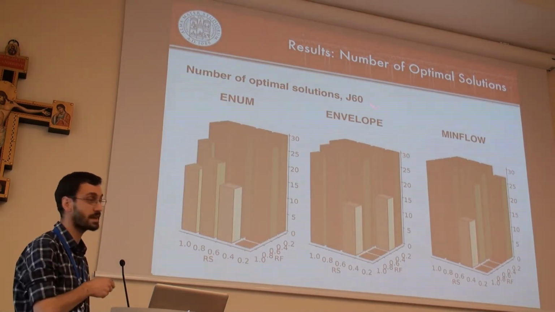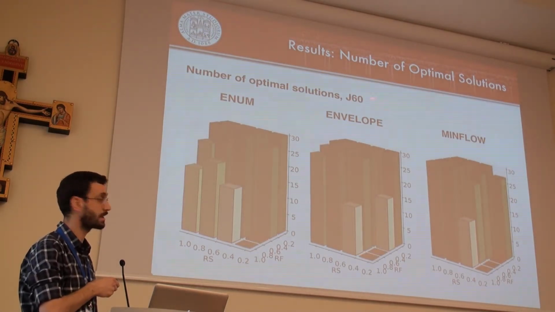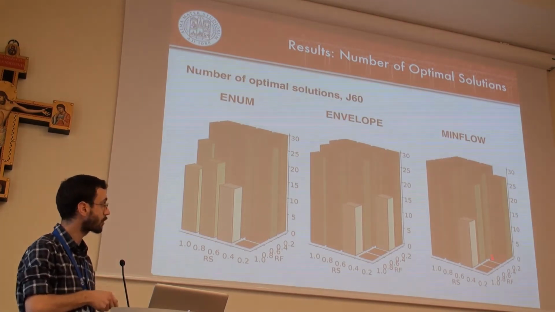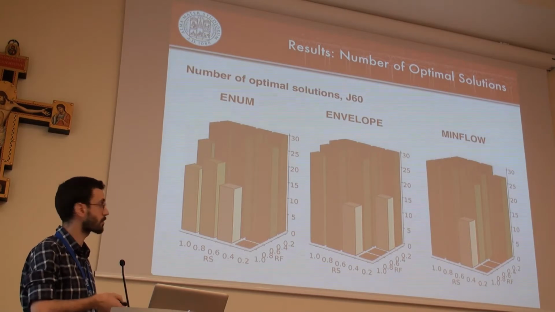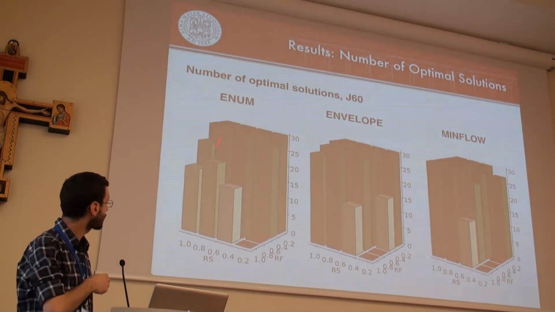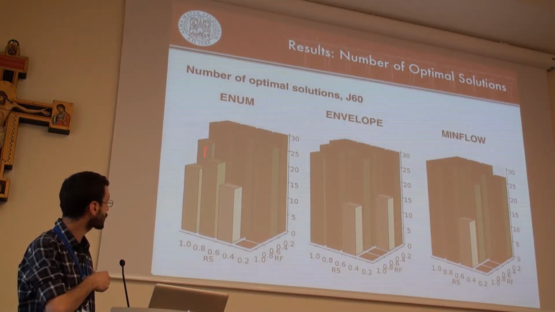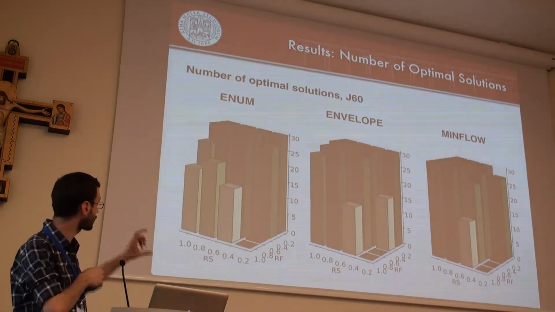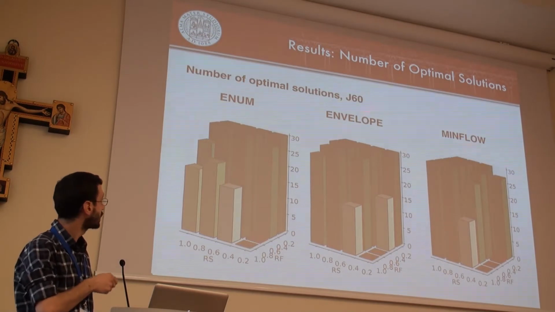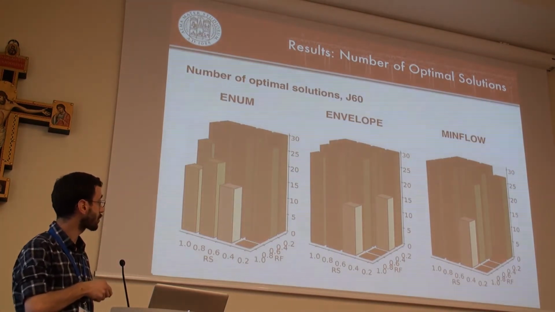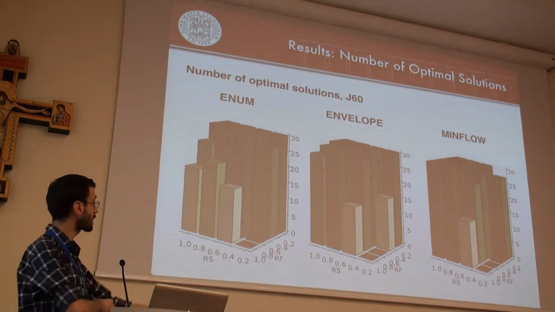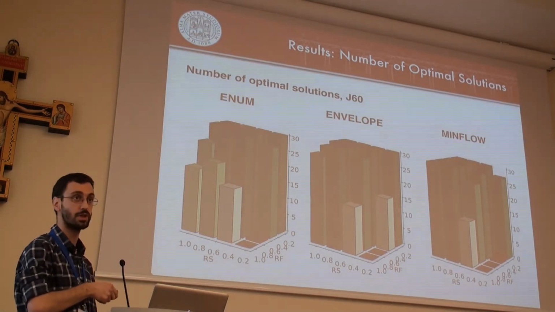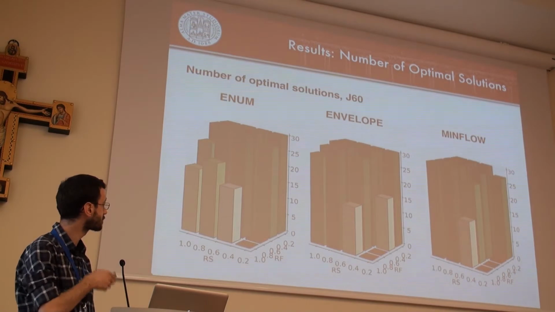If we move to J60, where the instances are bigger, 60 activities, the picture starts to change. The mean flow, of course, got a little bit worse because we were scaling up, so no surprise here. But the interesting thing is that the enumeration starts to have a lot of difficulties with this corner. You see the columns are getting brighter and shorter. And the envelope approach is a sort of sweet spot, in this benchmark in particular, because it provides a very good compromise between the two extremes, between those two gaps.